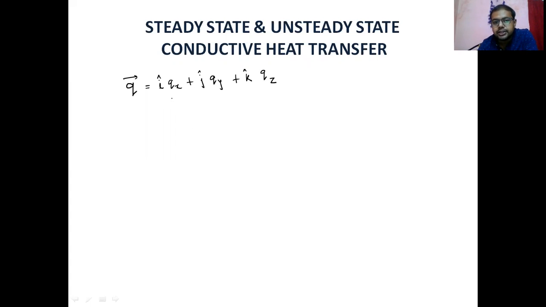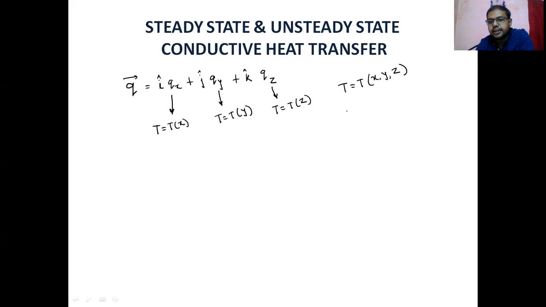This heat flux is due to the temperature, which should be a function of x. So there is a temperature variation due to x. Temperature should be a function of y because there must be a temperature variation along the y axis. There must be a temperature variation along the z axis. So summing up all, temperature is a function of x, y, and z. These are three-dimensional cases.